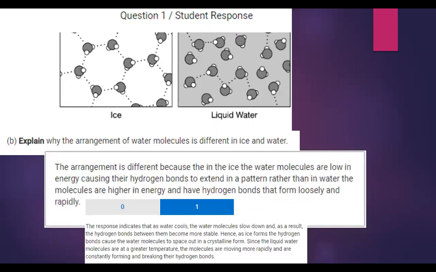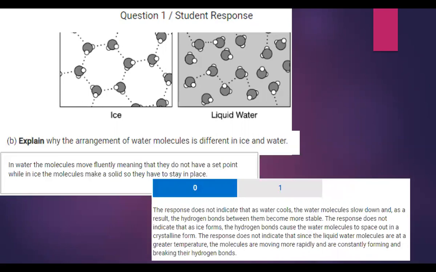All right, part B. This person did not earn the point. Let's see why. Explain. Okay, explain again. That means a couple of sentences. Explain or describe. It means give some meat to your answer. All right, explain why the arrangement of water molecules is different in ice and in water.